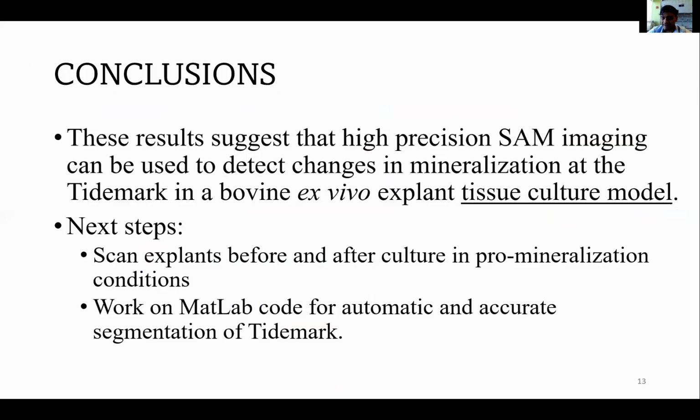So we conclude from this that our results suggest that high precision SAM imaging can be used to detect changes in mineralization at the tide mark in bovine ex vivo models. Our future work will be focused on scanning these explants before and after culture in some more pro-mineralizing conditions. And we are also working on the automatic and accurate segmentation of the tide mark in our MATLAB code.